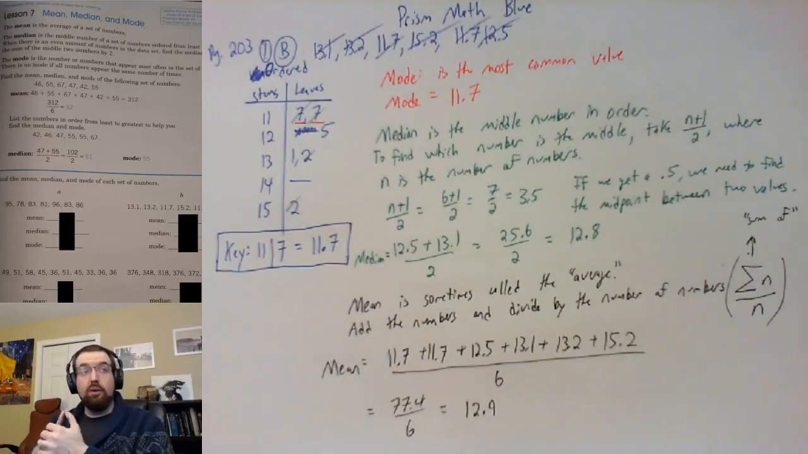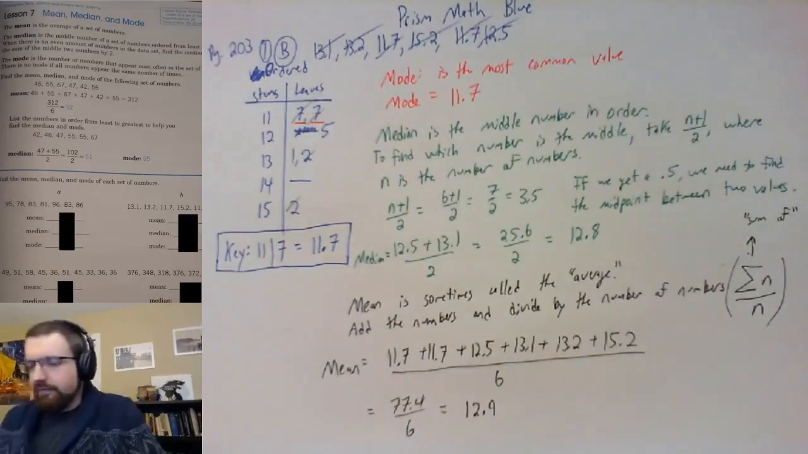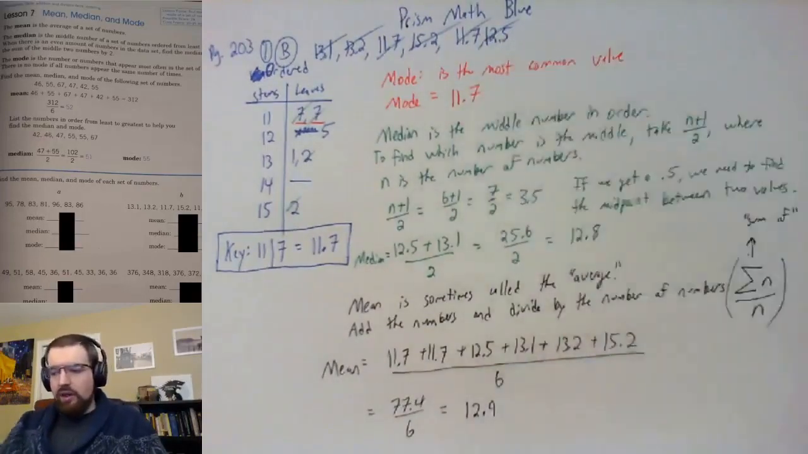The mode, unfortunately, is kind of just random. I've mentioned this a dozen times, but the mode is very rarely a good measure of central tendency. But it is still important to know that the way you get it is just finding the most common value.